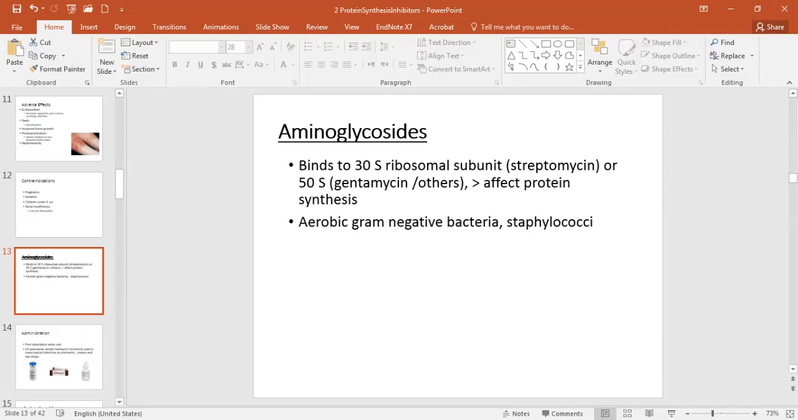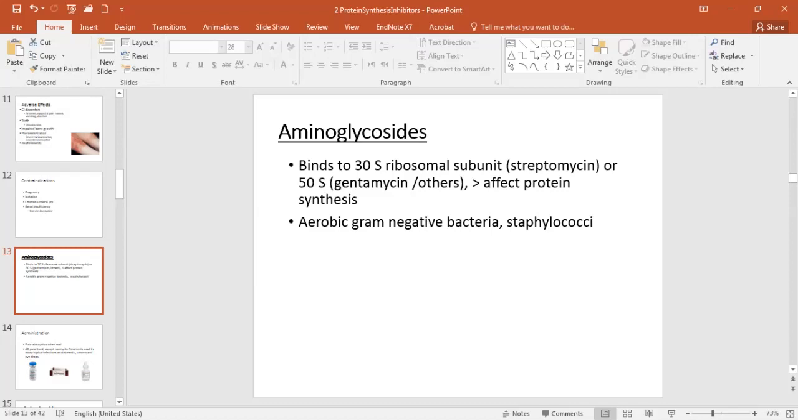The ribosome exists in both prokaryotes and eukaryotes, but these drugs work on prokaryotic ribosomes, so they do not affect protein synthesis in human cells. As a result, when it binds to the 30S or 50S ribosomal subunit of the bacteria, it affects protein synthesis and thus inhibits bacterial growth.